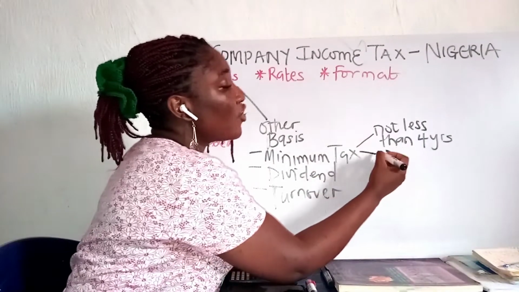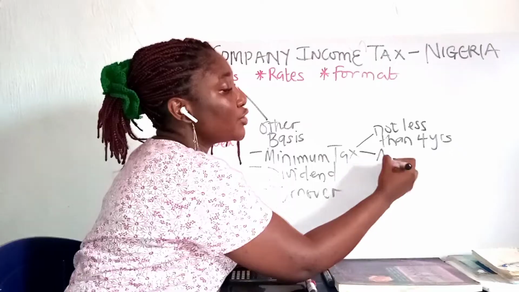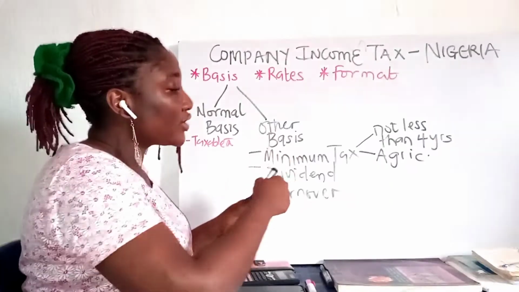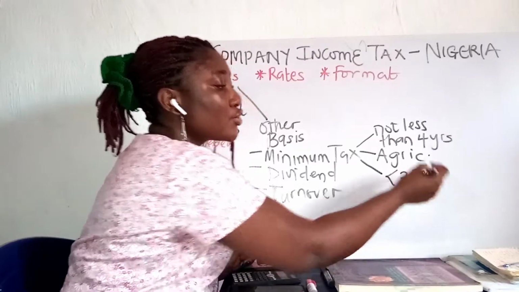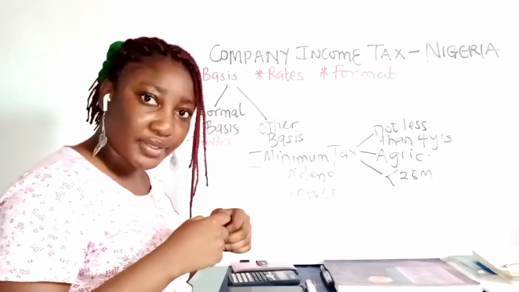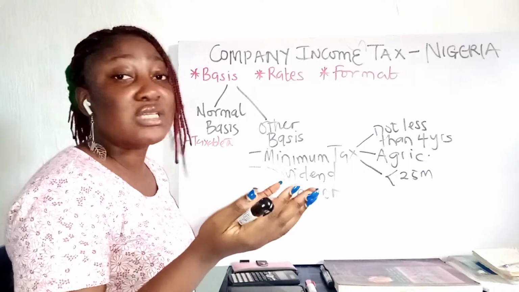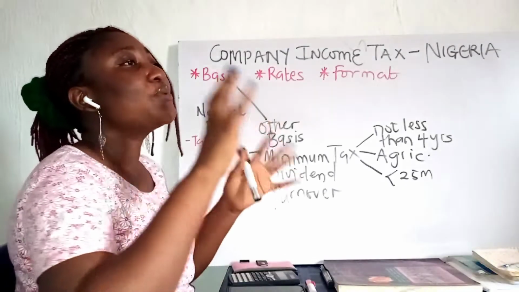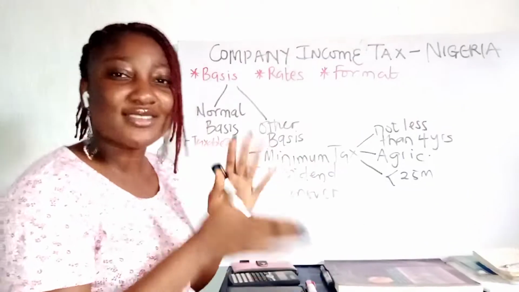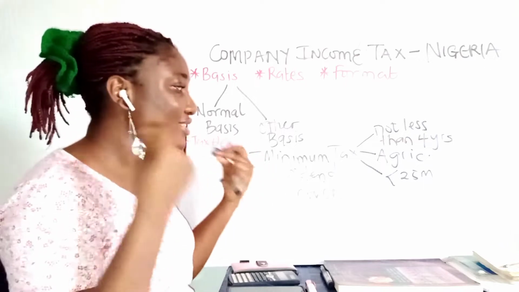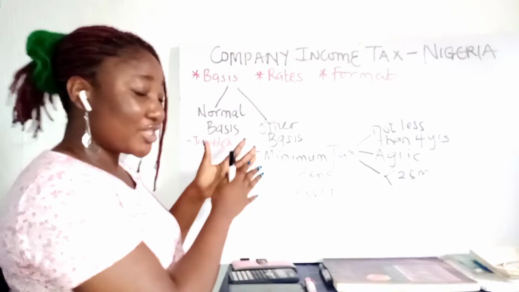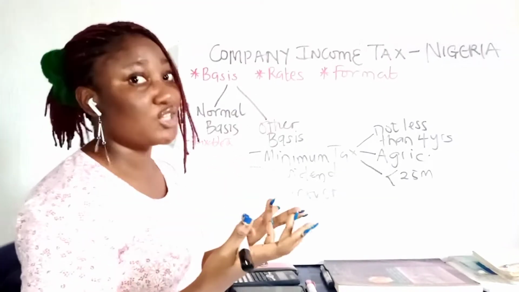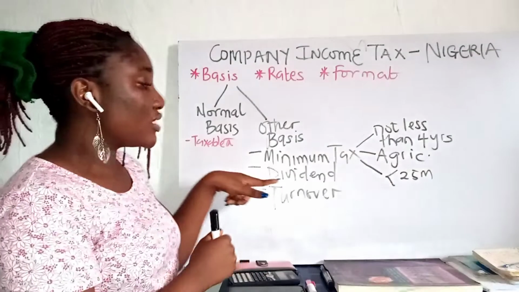Then the second thing is that the company must not be into agricultural trade. Then the third thing is that the turnover of the company must not be less than 25 million. So once the annual turnover of a company, as in their gross revenue, is less than 25 million, maybe you just see a company with annual turnover of 20 million, just know that minimum tax is not there. So you must understand these laws. And how do you understand the laws? By constantly practicing. I know some of you already know these things, but you're just here for explanation or better understanding. Now let's go to the dividend basis.